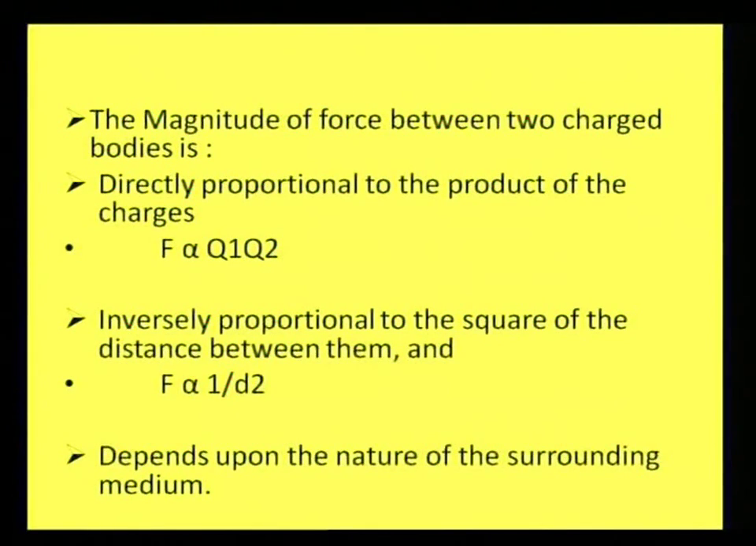The second law of electrostatics gives us the magnitude of force between two charged bodies. The magnitude of force between two charged bodies is firstly directly proportional to the product of the charges. It means F is proportional to Q1 into Q2. Q1 is the first charge and Q2 is the other charge. The product of these two charges determines the force. So the force is directly proportional to the product of the charges.